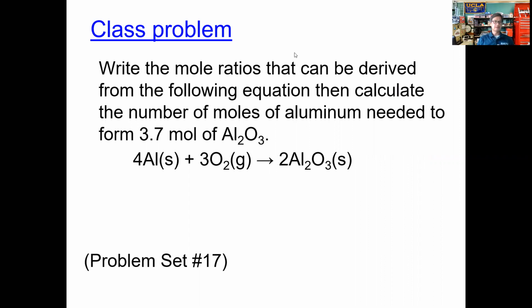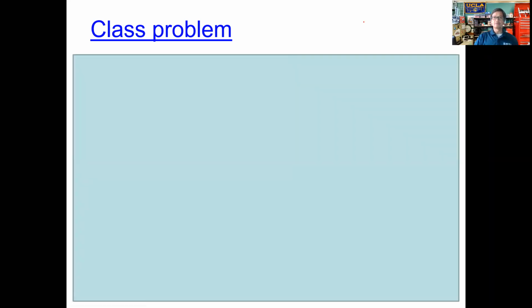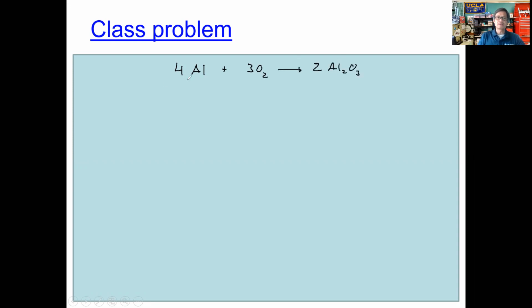All right, now that you have your work, let's take a look. First I'm going to rewrite the equation at the top so we can have it. This is the reaction between aluminum and oxygen to produce aluminum oxide. The balanced equation is in a 4:3:2 ratio. That means we start with 4 moles of aluminum and react it with 3 moles of oxygen. If we do that, we will form 2 moles of aluminum oxide.